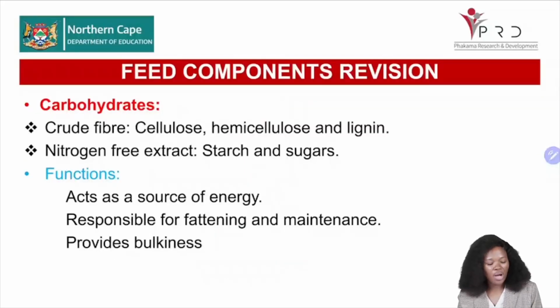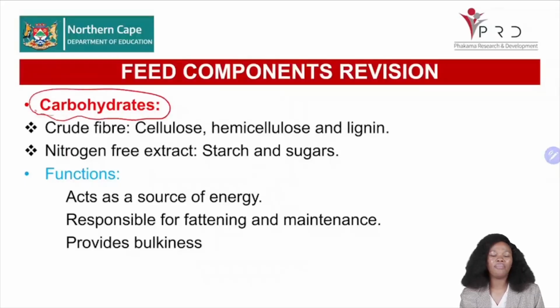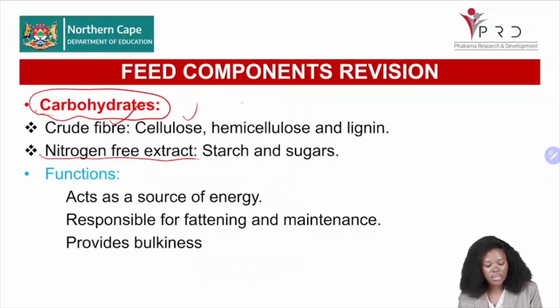Let us move to another organic nutrient called the carbohydrates. Now, carbohydrates are divided into two. We have a carbohydrate that is a crude fiber, and a carbohydrate that is a nitrogen-free extract. Now, the components of a crude fiber carbohydrate: cellulose, hemicellulose, and lignin.